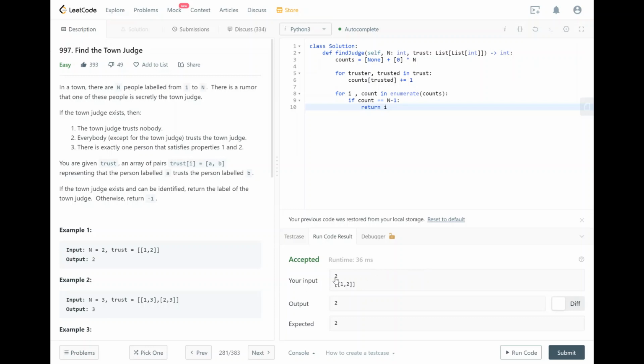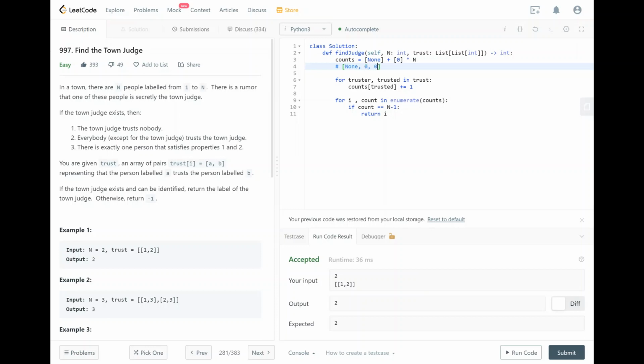For our input, we have 2 people in the town, n equals 2. And we also have our array trust, which has person 1 trusting person 2. And our output is 2. That means 2 is the judge. In this case, that's obviously correct. Let's take a look at our code to see what generated this correct output. On line 3, we have counts equals None plus 0 times n. In this case, n equals 2. So we have None plus 0 times 2. That gives us the following array for counts: None, 0, 0. Okay.